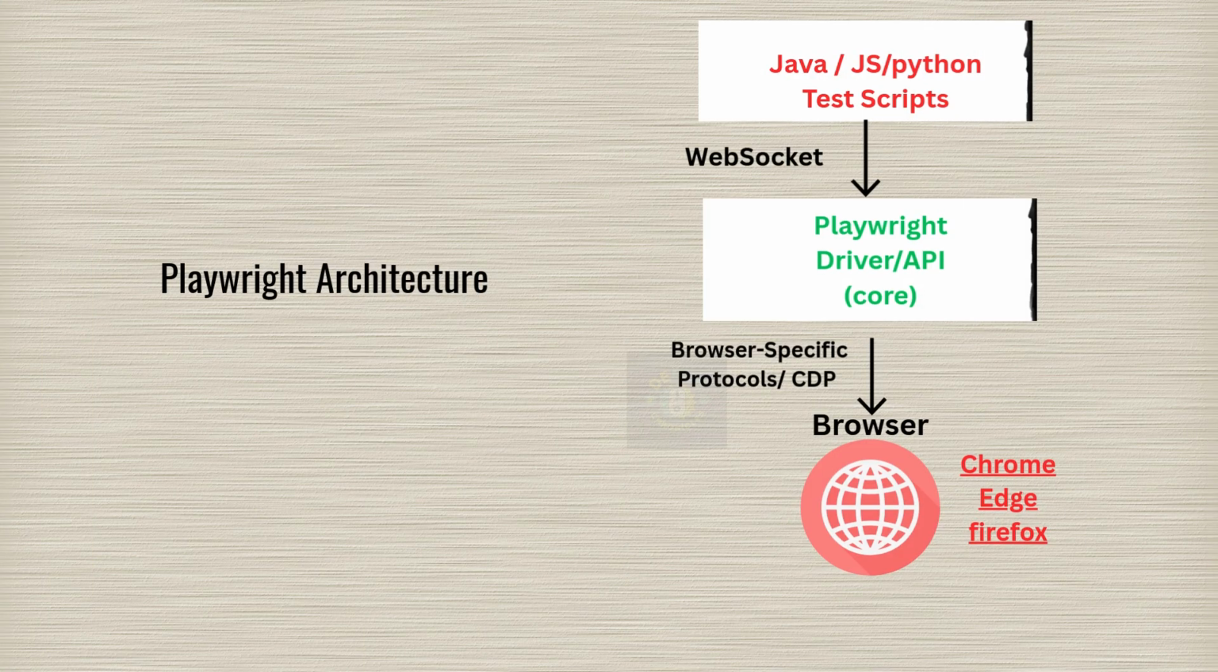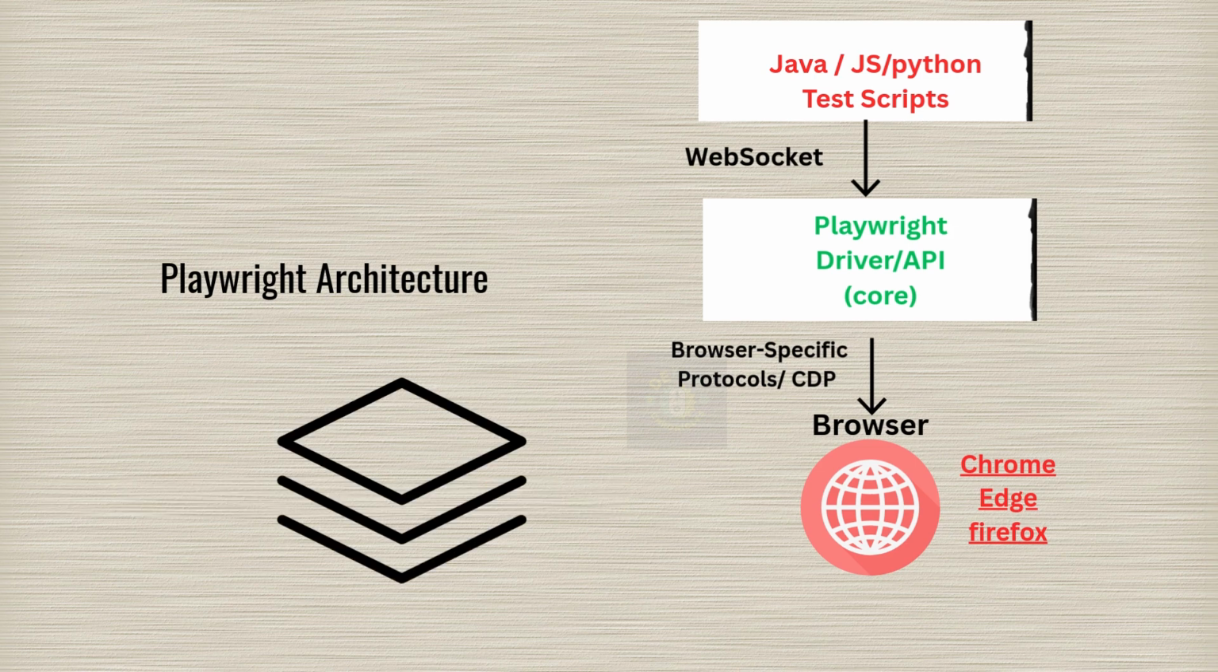Let's jump in. So here is the thing about architecture. It is not just about how things look, it's about how they work together. And when you understand how Playwright is built from the ground up, you will see why it behaves so differently from other testing tools. Let me walk you through each layer of this diagram and show you what makes this architecture special.